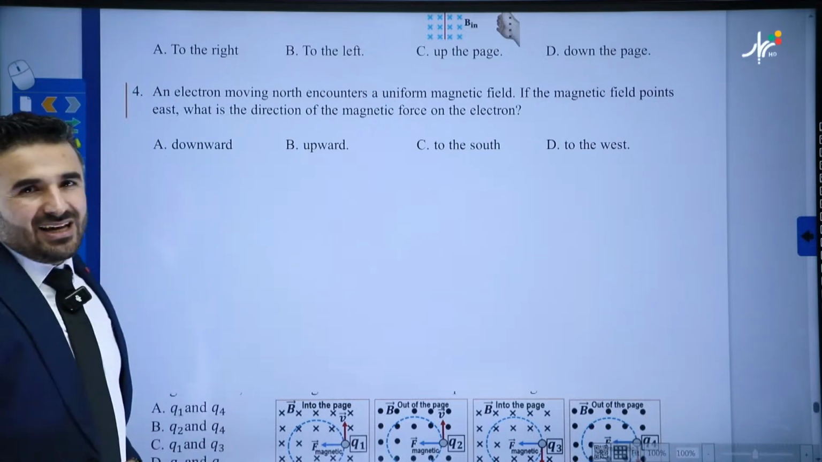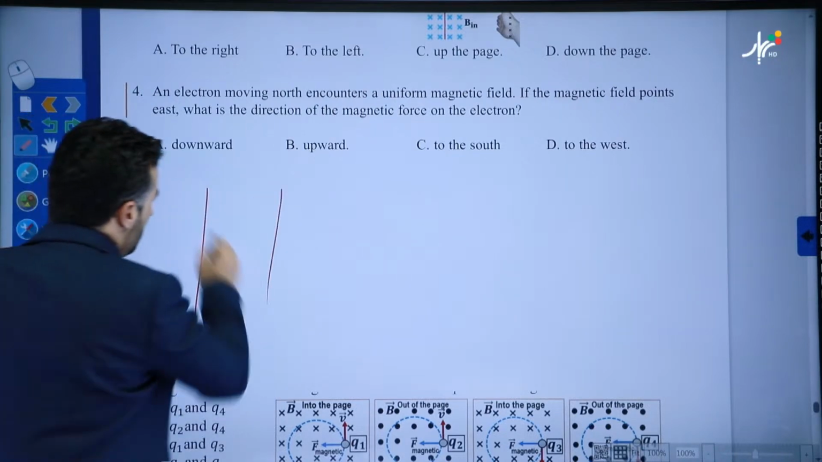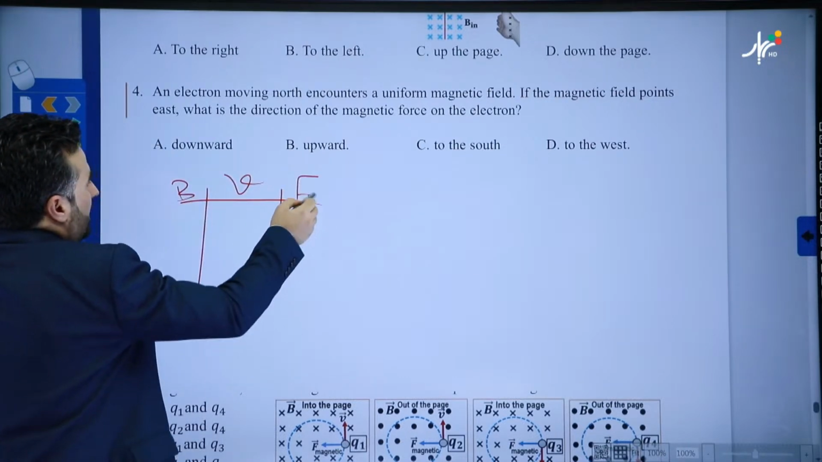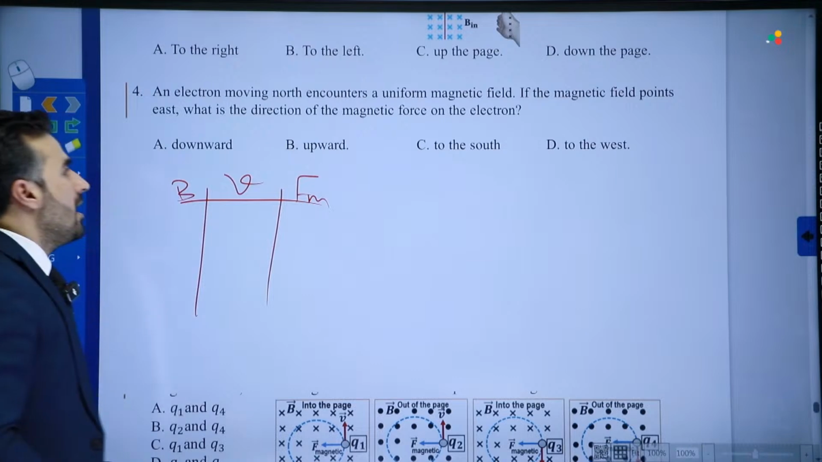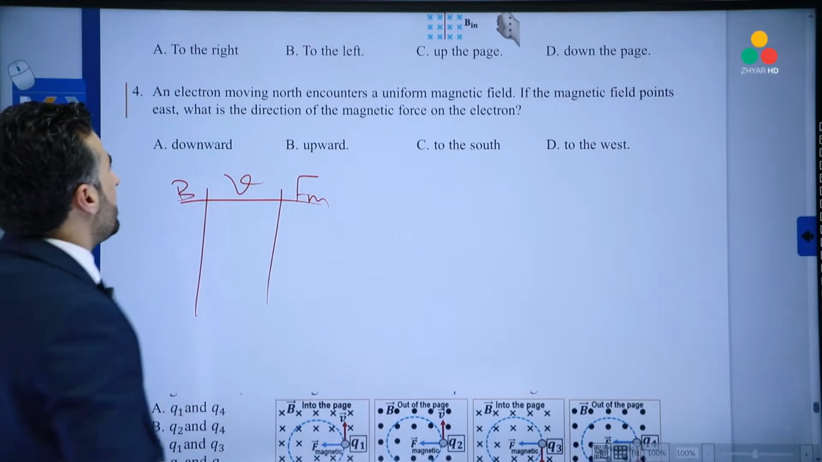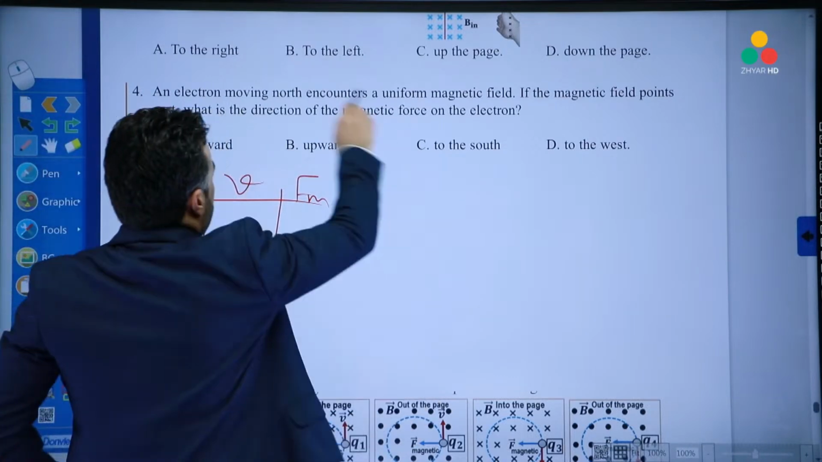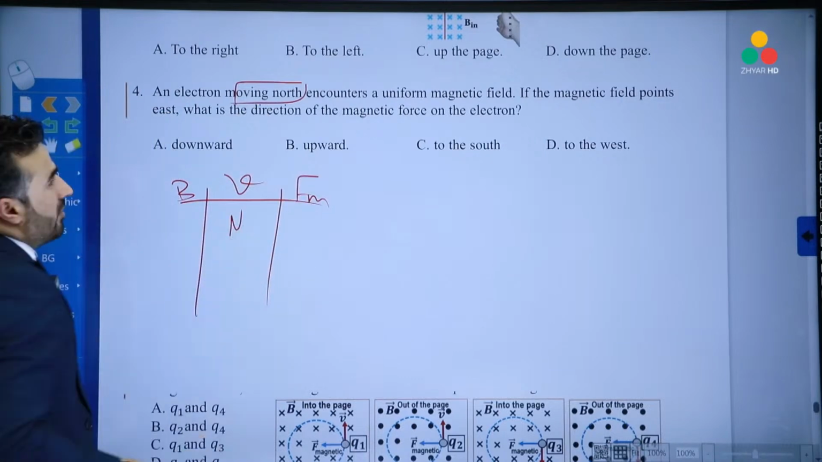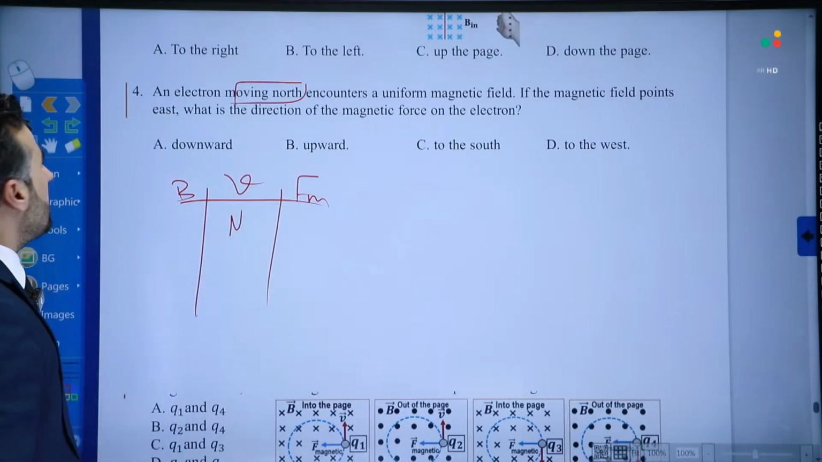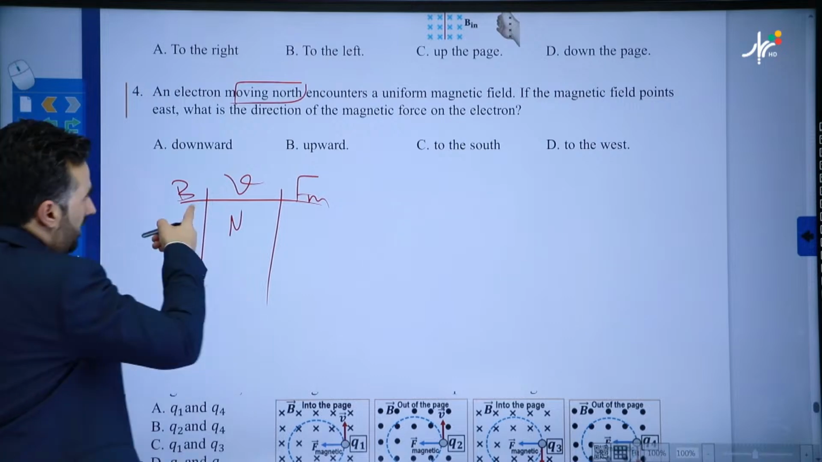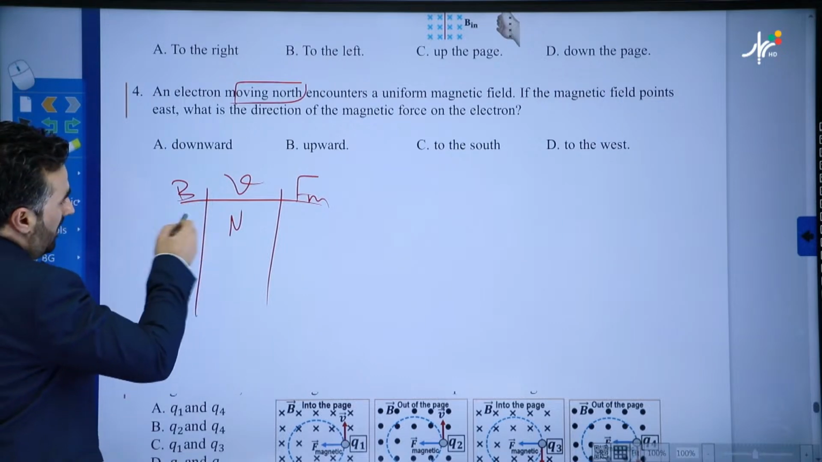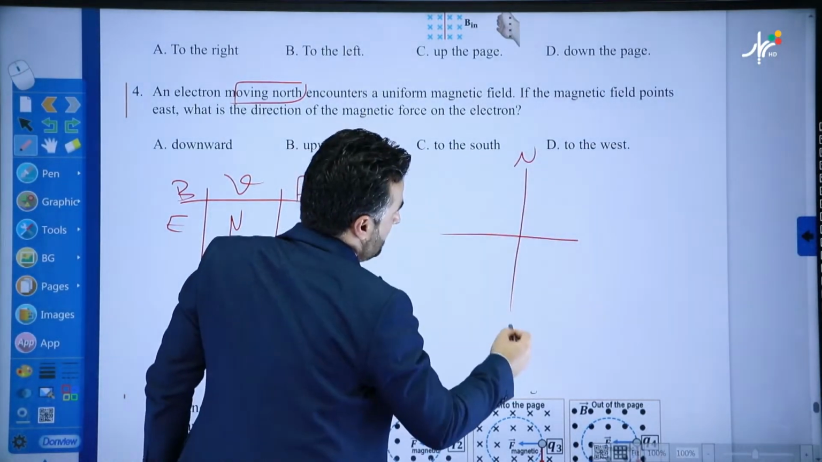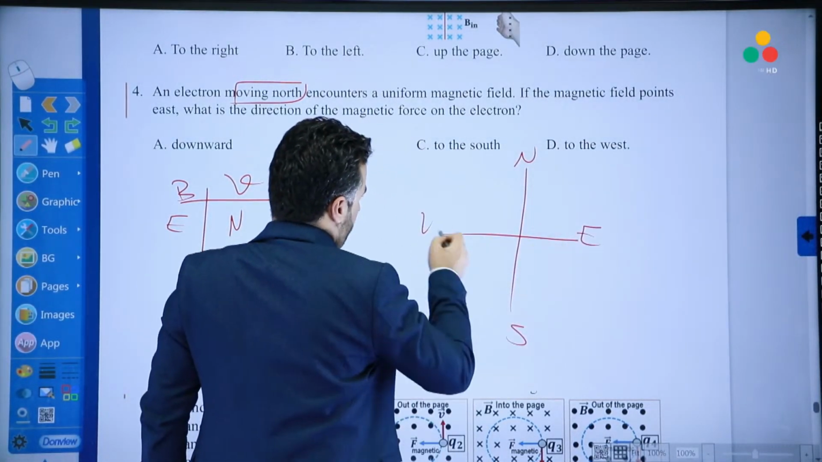So how about we make a table first? Let's say this is the magnetic field, the motion, and this is the magnetic force on an electron as well. It says an electron moving north. If that is the case, this is the direction of the motion, moving north. So this is north. It says a uniform magnetic field, the magnetic field points east. So this is east. Remember the directions, correct? So we have north, south, east, and west.